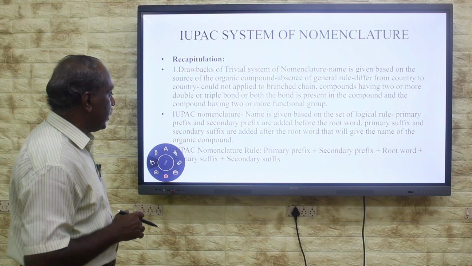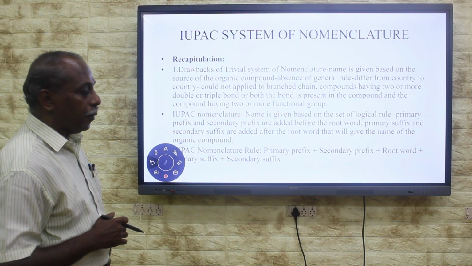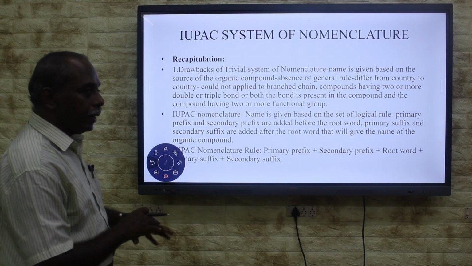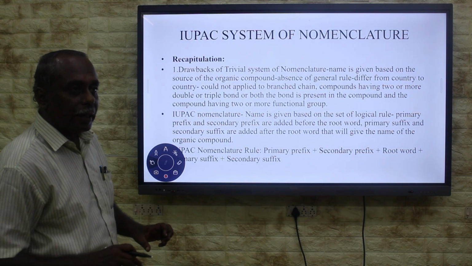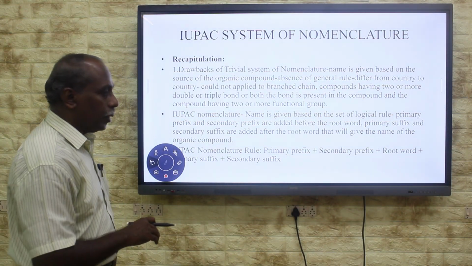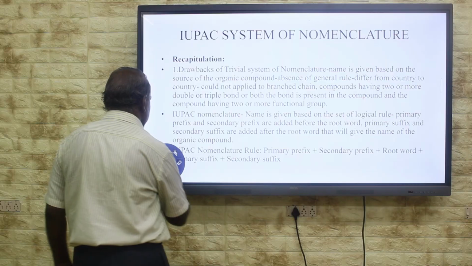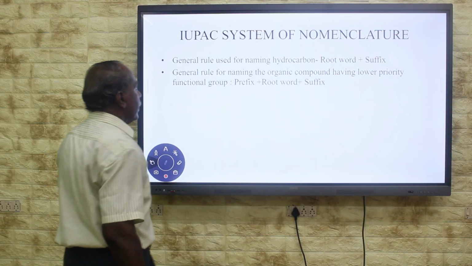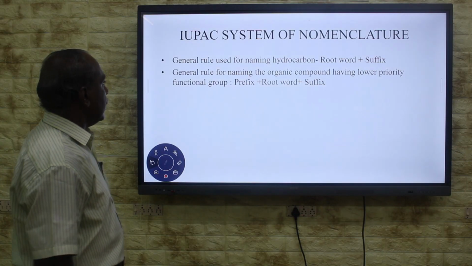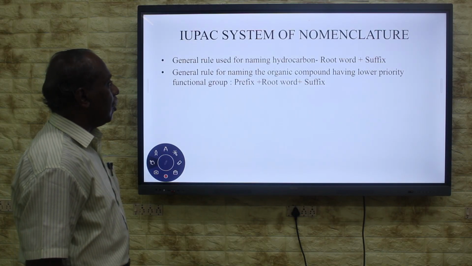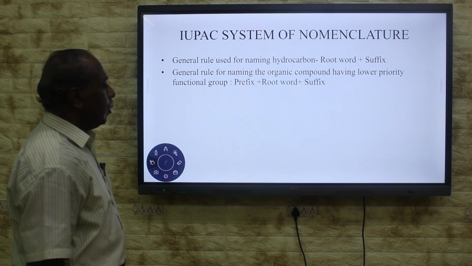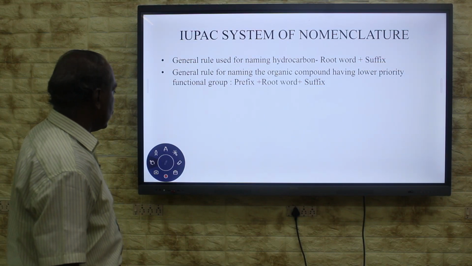The IUPAC nomenclature rule has primary prefix, secondary prefix, root word, primary suffix, secondary suffix. That is the skeleton of IUPAC nomenclature. With this skeleton, we can frame the name for the organic compound. The general rule for naming hydrocarbons uses root word and suffix. For naming organic compounds having a lower periodicity functional group, prefix, root word and suffix are used.